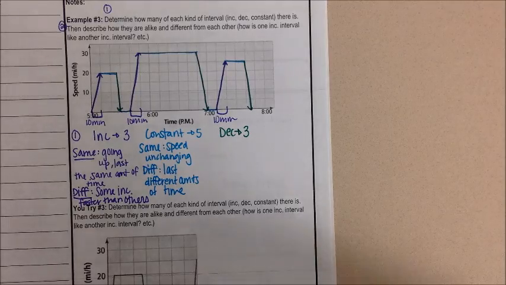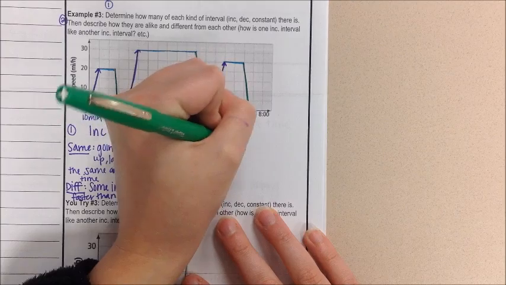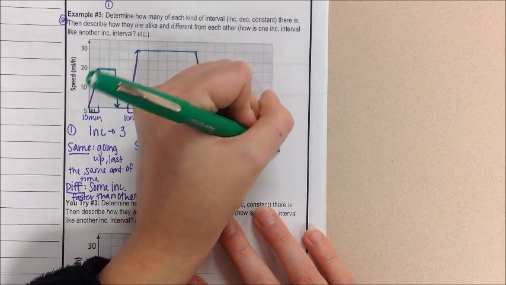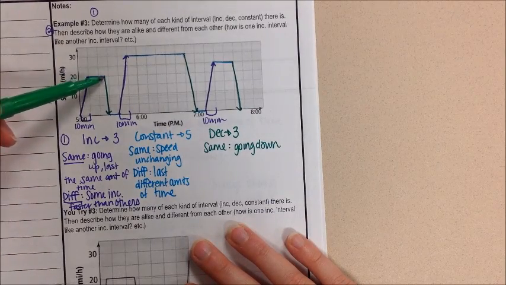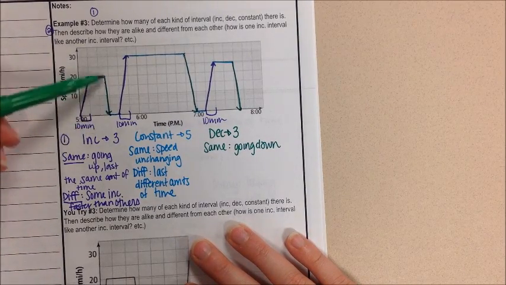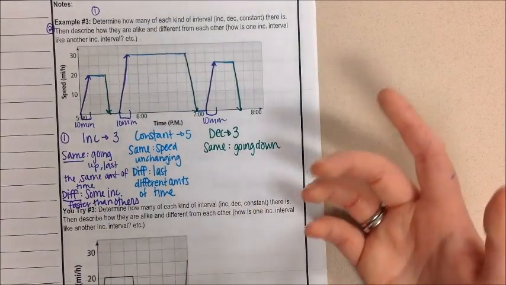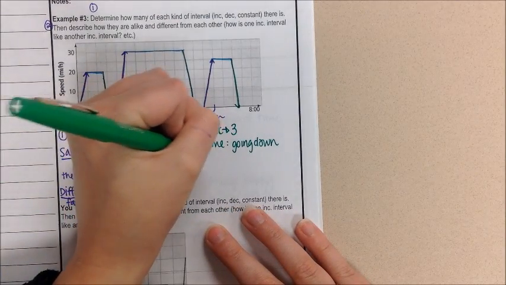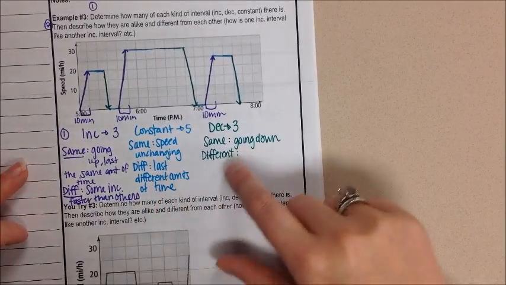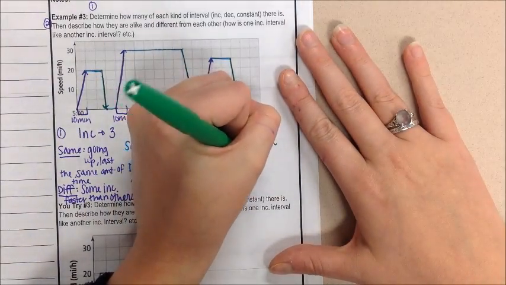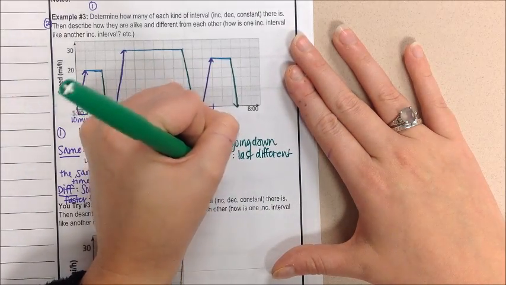And then my decreasing, let's see, look for the same. They're all going down, obviously. Now let's see if they're all the same amount of time. This one started into this 10 minutes and goes down really fast. This one is over 10 minutes and this one's less than 10 minutes. So that's not the same. Now I'm going to look at the difference. Just like the constant, these last different amounts of time.